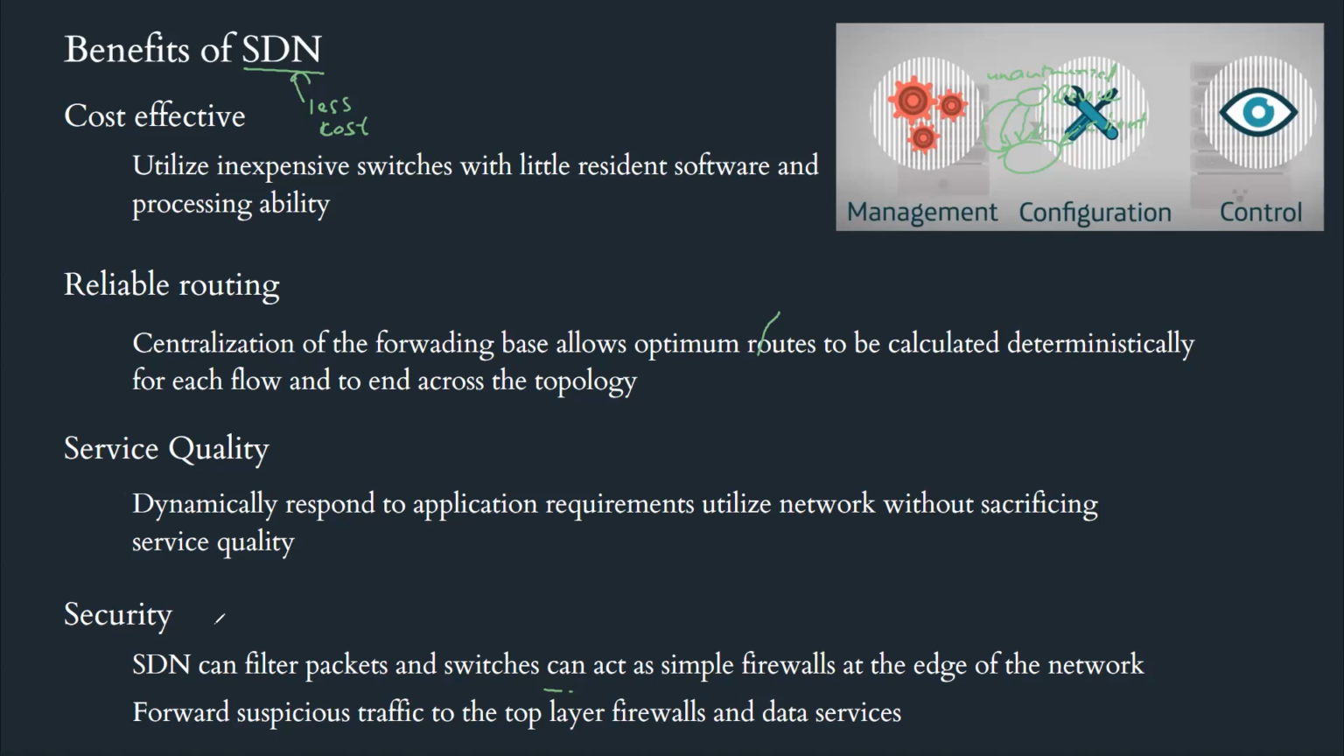Also, security can be made possible with the SDN architecture, where the SDN can filter packets and also remove unauthorized access into the network. Then it can act as a simple firewall at the edge of the network. It also will forward the suspicious traffic to top layer firewalls and data services, so that those services will take the necessary steps to prevent suspicious attacks.